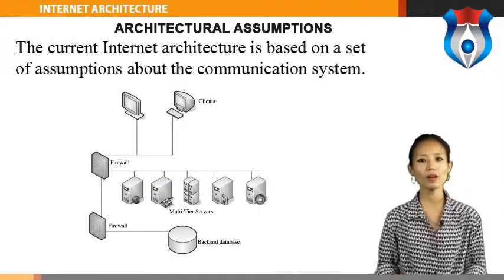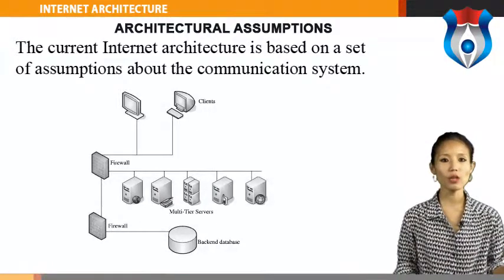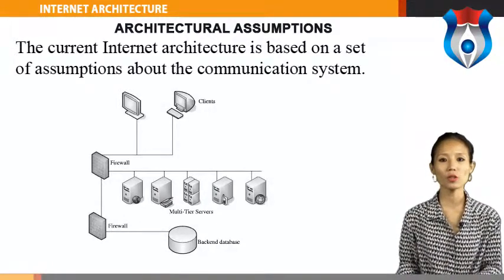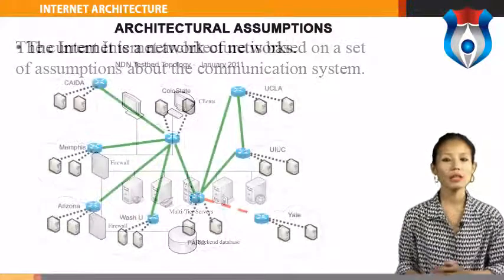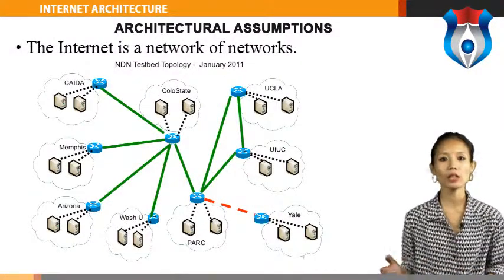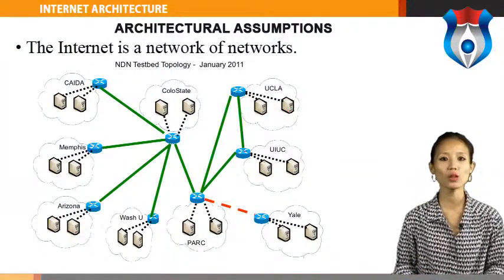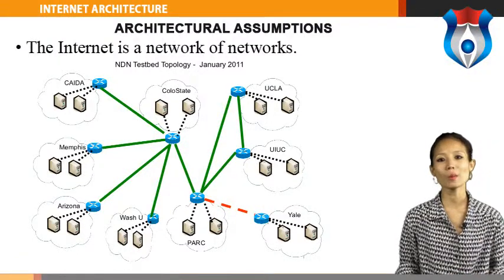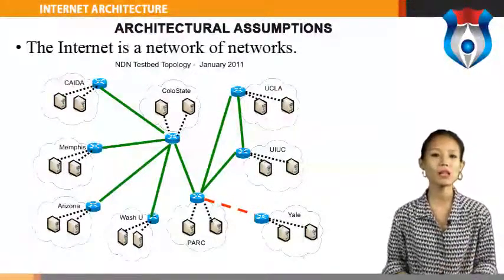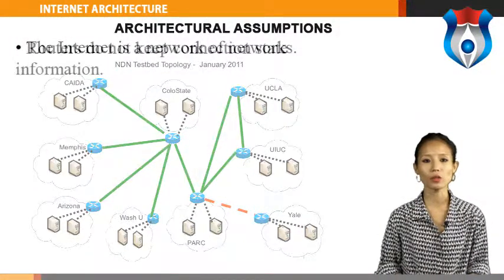Now we shall talk about architectural assumptions. The current internet architecture is based on a set of assumptions about the communication system. The assumptions most relevant to routers are as follows. The internet is a network of networks. Each host is directly connected to some particular network. Its connection to the internet is only conceptual. Two hosts on the same network communicate with each other using the same set of protocols that they would use to communicate with hosts on distant networks.